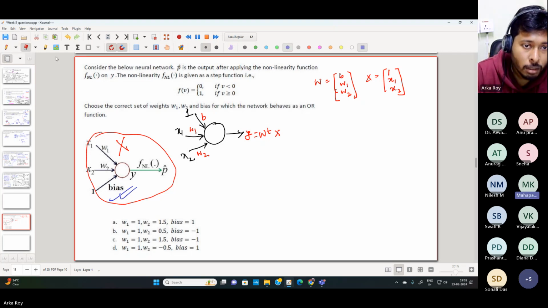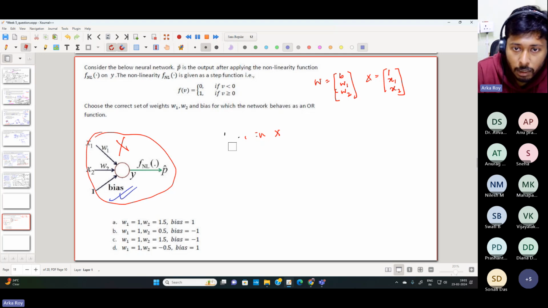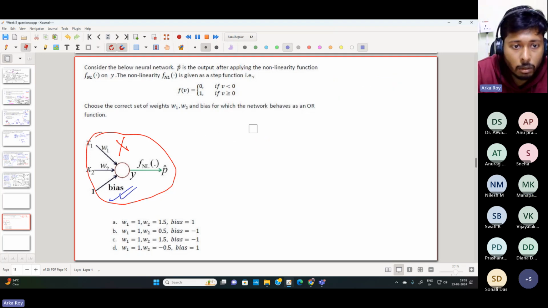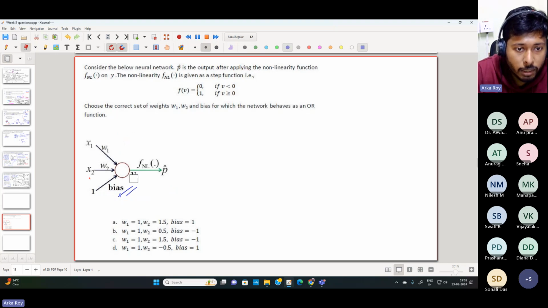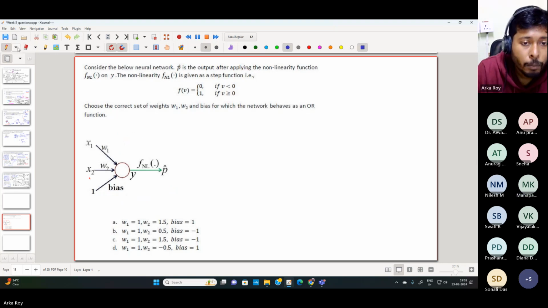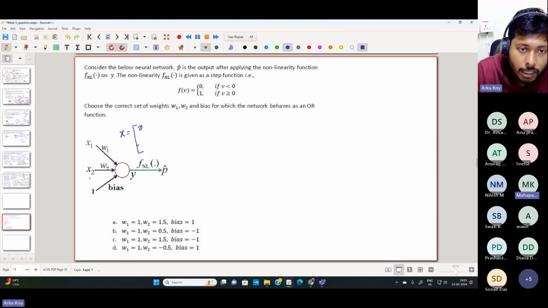So the value will come the same. Let me show you then. Let me use matrix format only, then. In matrix format, we will get the answer properly.